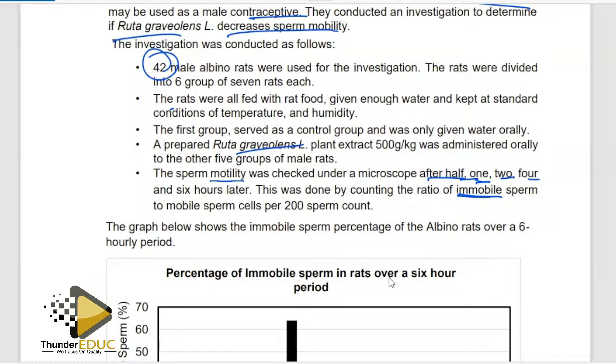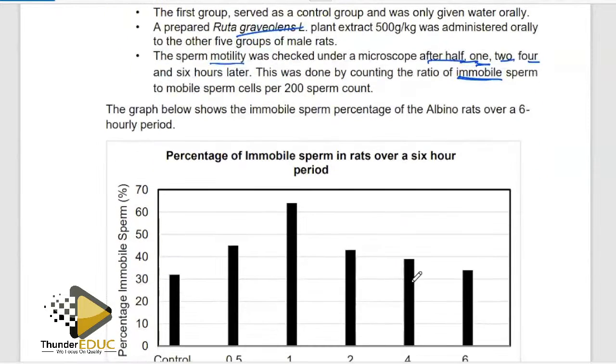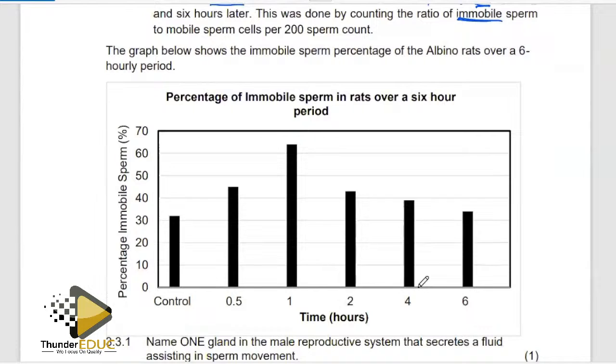Okay, mobility of the sperm percentage of albino rats over 6-hour period. Too much reading. All right. The percentage of immobile sperm rate over a period of 6 hours. Percentage of immobile sperm. Meaning that what we see here, these are sperms which cannot move.